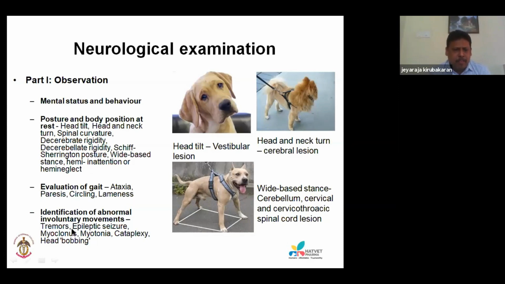Coming to tremors, of course, you all know about it. Epileptic seizures, you know. Myoclonus, you see in distemper. Myotonia, you know that. The cataplexy, which you may not know, is that the animal will be conscious, but still it will not be able to move its limbs. That is cataplexy. And head bobbing, usually you see this in Dobermans at around 8 to 9 months of age, and as it grows, that sign goes off. This type of head bobbing you see, just as I bob my head.